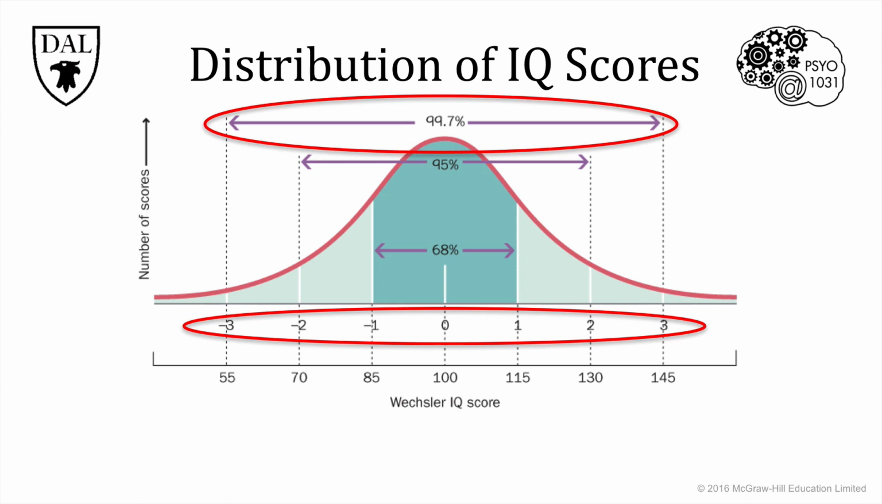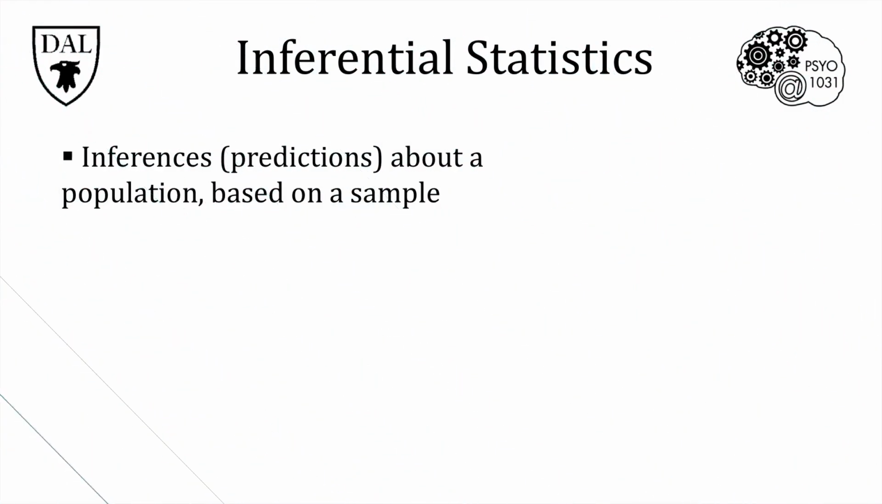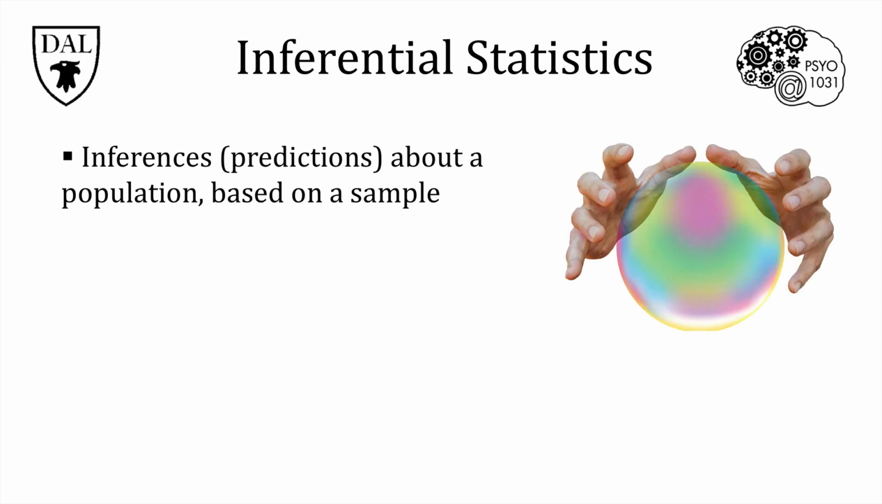So far, we've focused on descriptive statistics, or displays of data. We can also use data to make inferences or conclusions, which is called inferential statistics. Inferential statistics allow us to make inferences or predictions about a population based upon observations of a sample. The fact that inferential statistics enable predictions makes them very powerful. But these aren't crystal ball predictions.